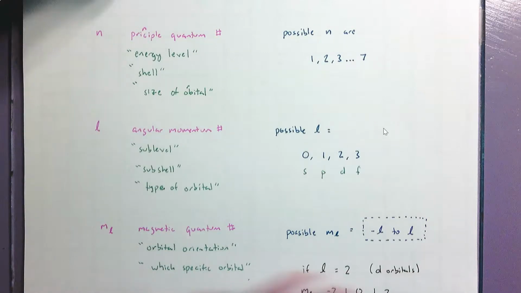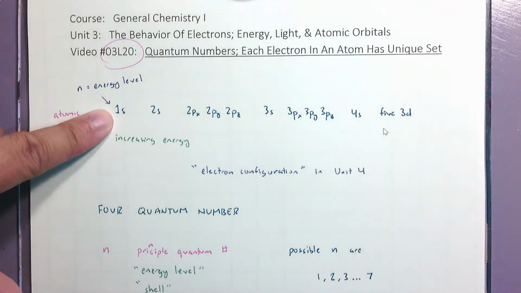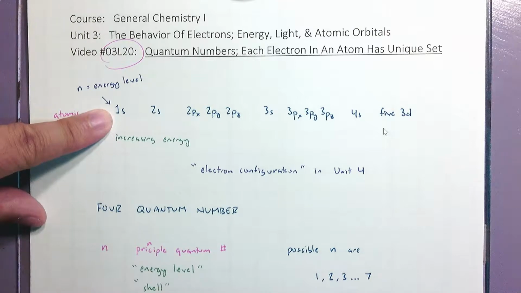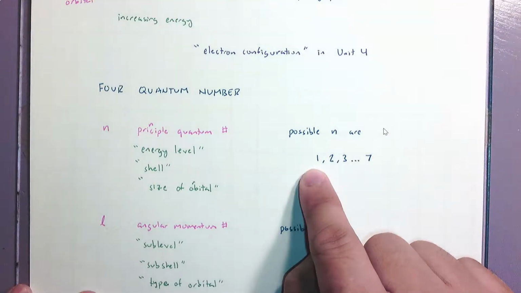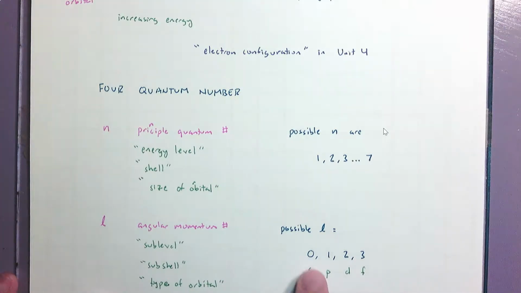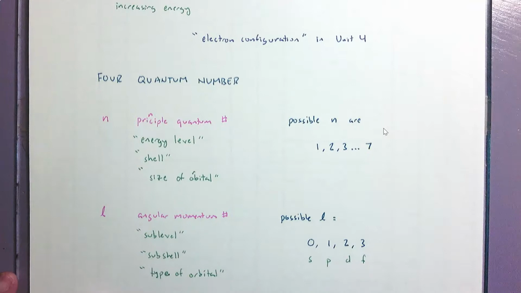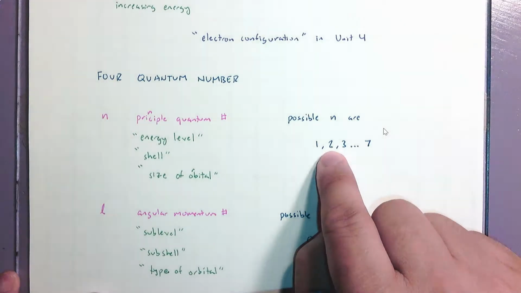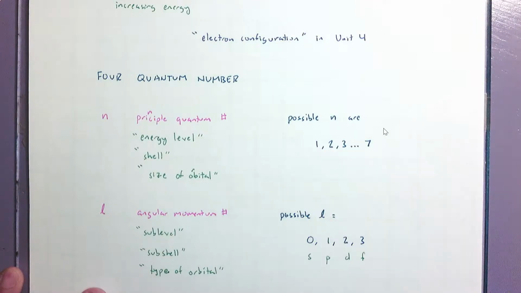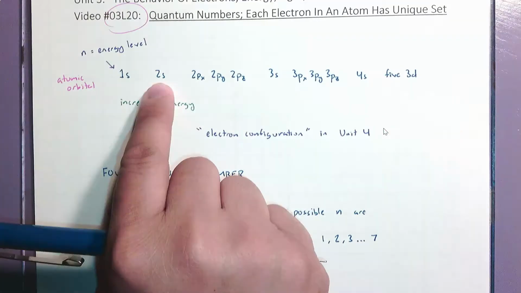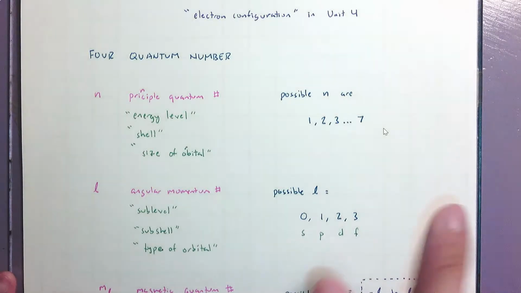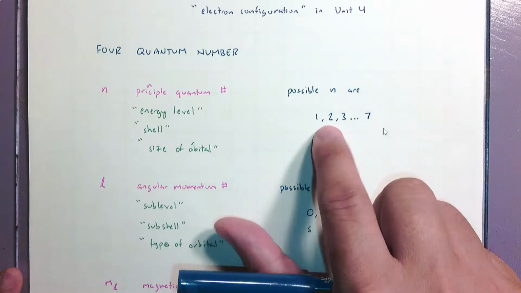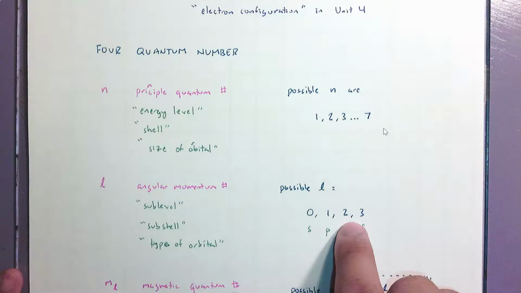There's no such thing as a 1p orbital or a 1d orbital. So if your n equals 1, the only possible orbital you have is the s, so that means the only possible L is 0. If the electron is in energy level 2, what are the choices? Your choices are either an s orbital or a p orbital. So that's 1 or 0. So there's no such thing as an electron that has n equals 2 and L equals 2.